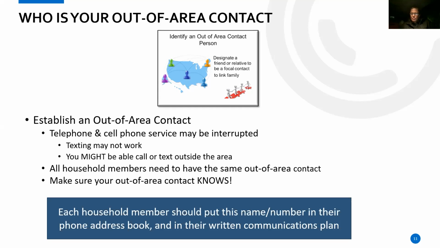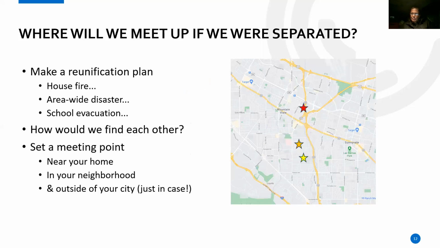But you've got to make sure everybody knows that, right? Make sure that whoever you pick knows they are the out of area contact and knows what to do, that the household members are going to call that person and that they're going to be responsible for passing messages back and forth. And make sure everybody in your household knows who we're calling and puts their name or number in their plans and in their address book, so that in a disaster they're not asking, who are we calling? Was it Karen or was it Amy? Everybody knows, so that the messages get through.